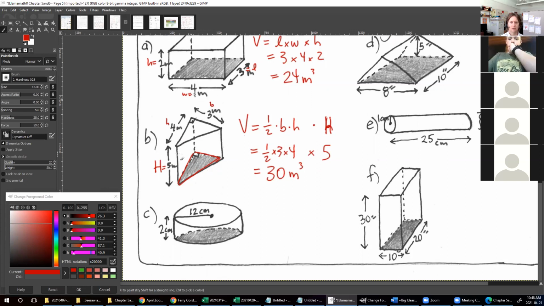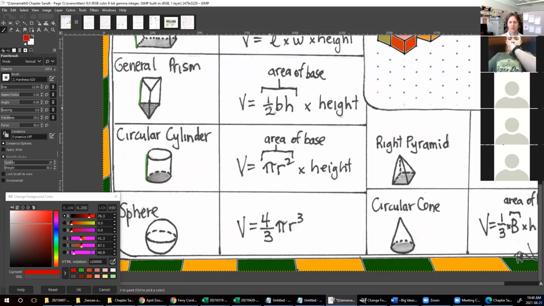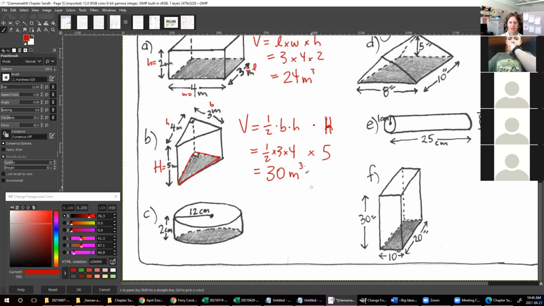Essentially what you need to do is when you see a shape like this, you're going to go to this first page and ask, what's the formula? One half base times height times height. Okay, so you write that down in there: one half times base times height times height.